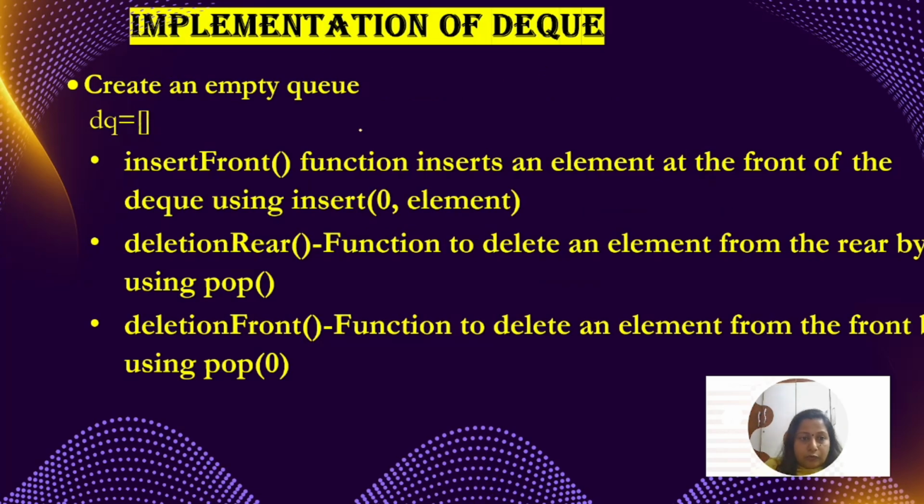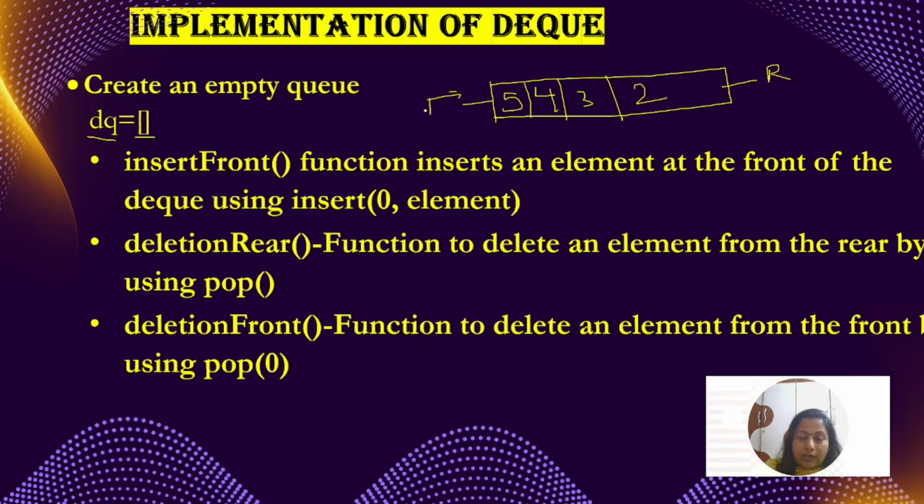Next, implementation of a deque. First, how can you create an empty deque? You create an empty deque by giving the name of the deque as DQ, and I'm creating an empty list here. You can see here this is a deque, and here I'm having 5, 4, 3, 2. Now this is my rear and this is my front. As we discussed, in a deque you can insert and delete at this side, and the same way you can insert and delete at this side.